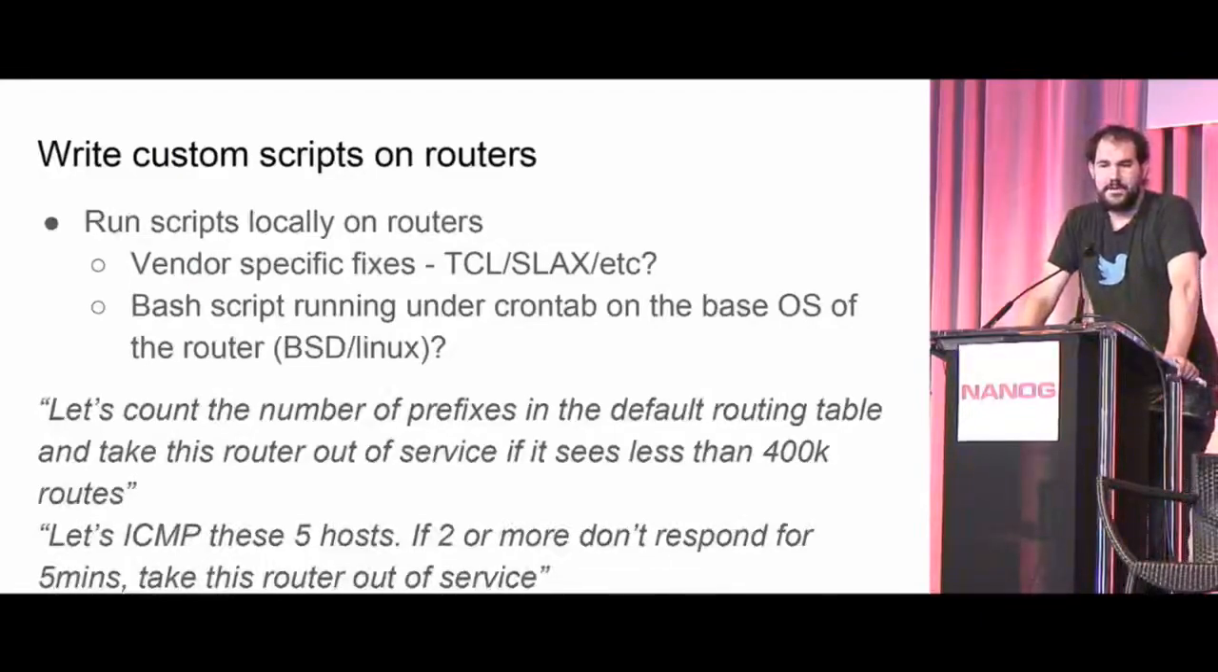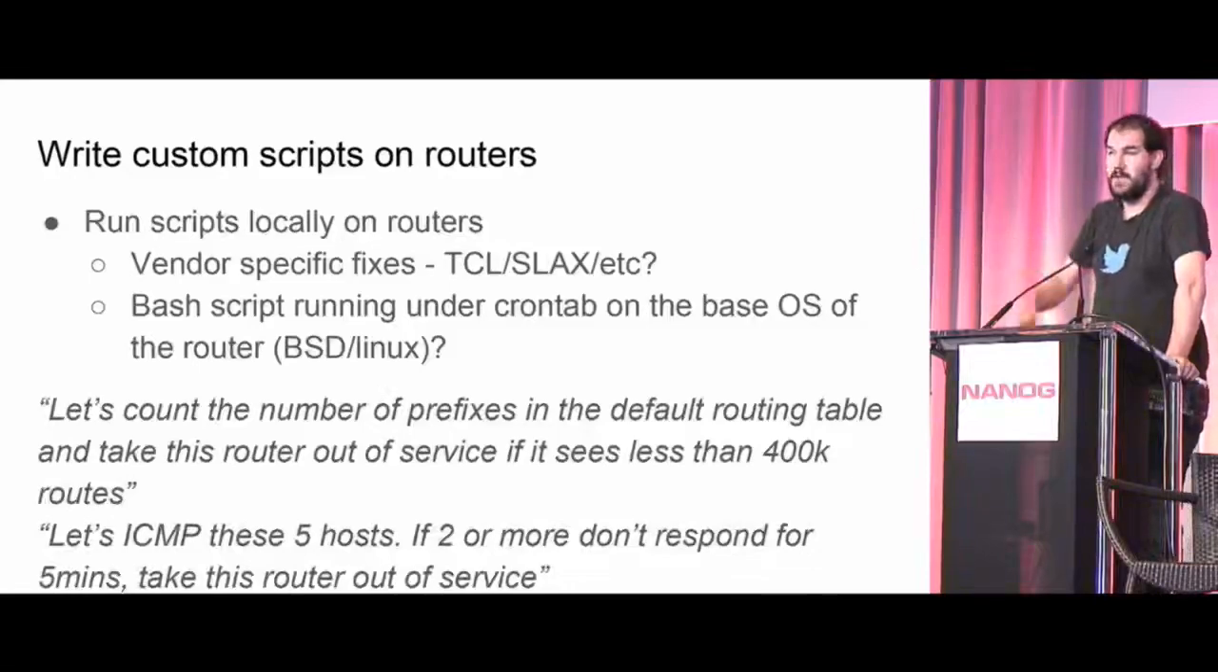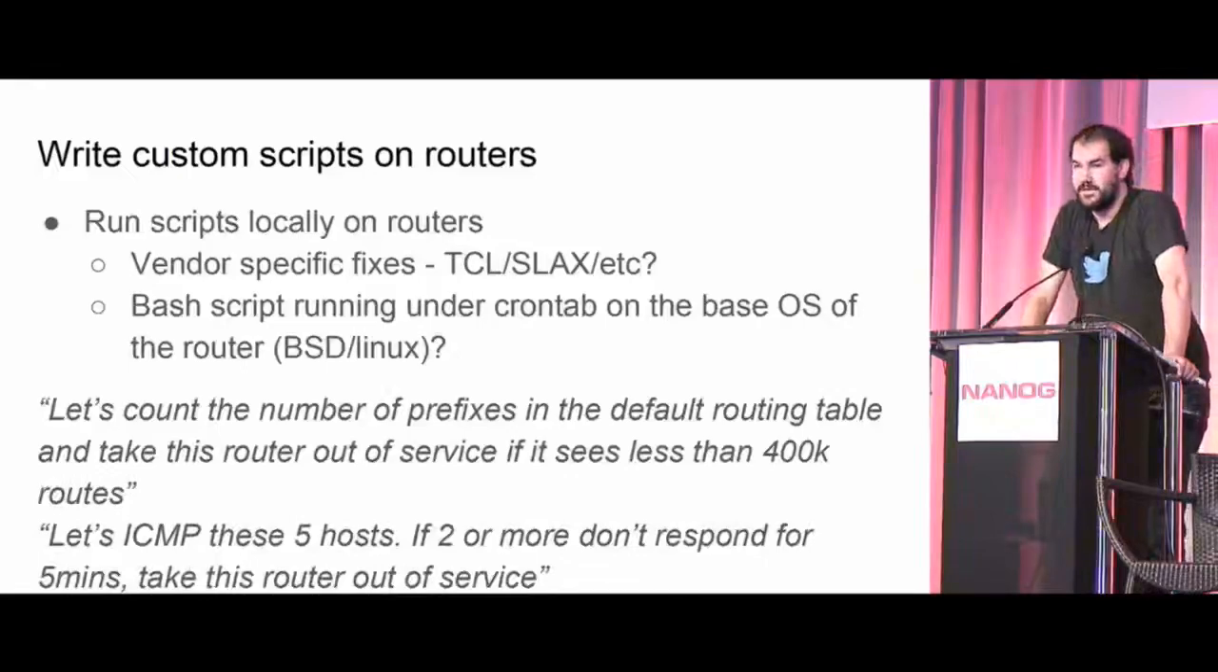And ultimately, we want to be able to do things like, do I have access to 5 different tier 1s routes? Can I ICMP these 5 hosts rather than this one metric we might count? Saying if I can't see Microsoft, I'm going to take it out of service means that this works until Microsoft comes off the internet. However unlikely that will happen one day.